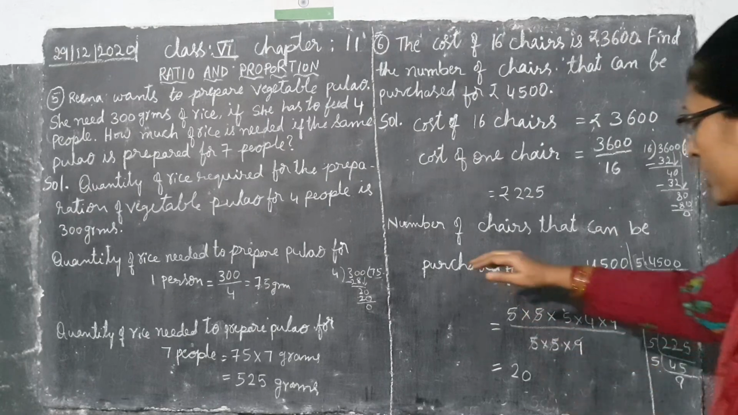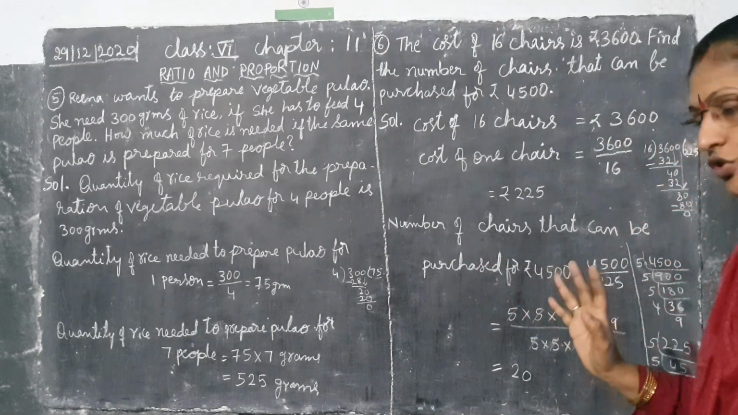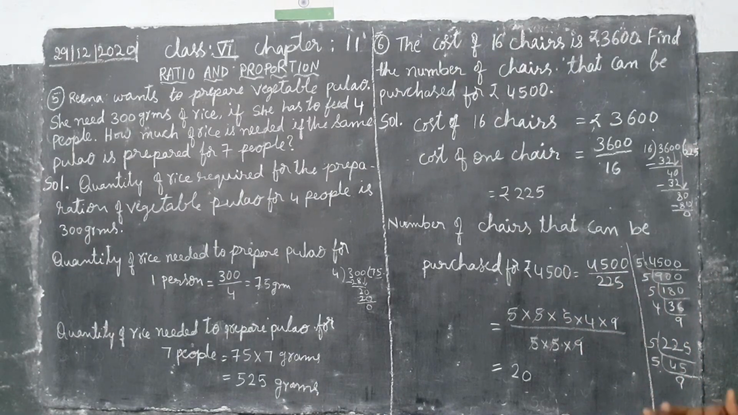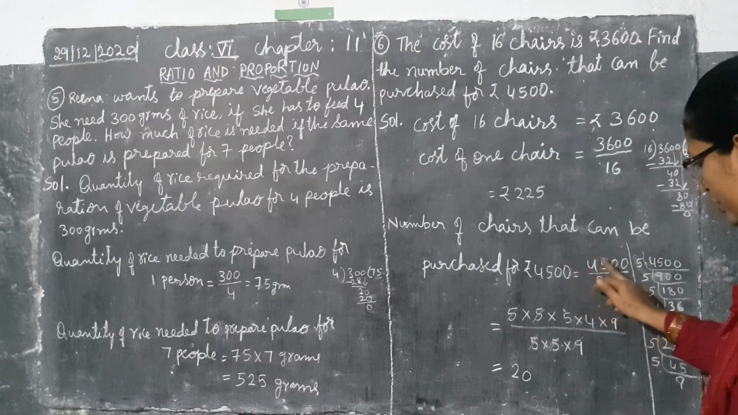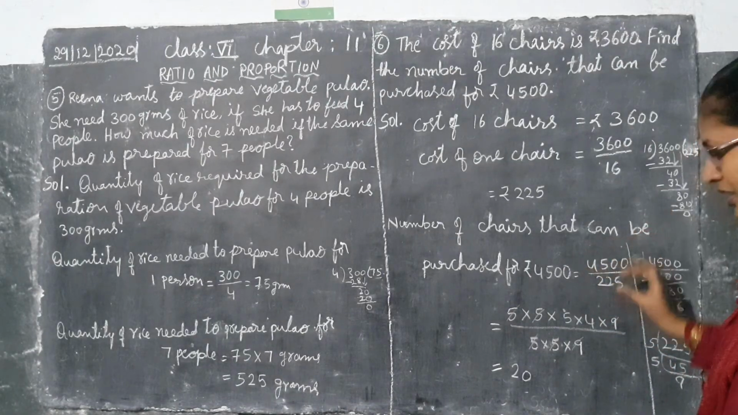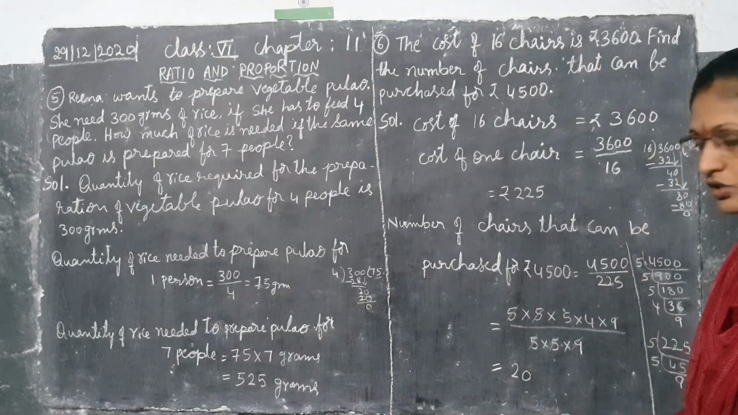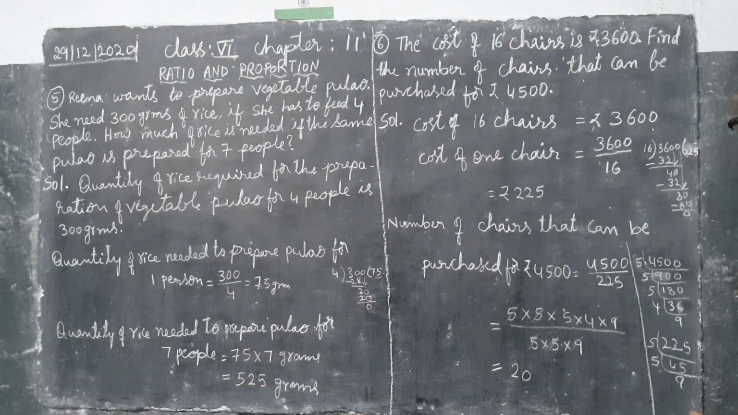Then the number of chairs that can be purchased for rupees how much? 4,500. We have to find this out. How many chairs can they buy? Then 4,500 divided by 225. These are long numbers, big numbers, no? That's why you are not getting the division, no? So you can do one more method also. LCM, you know LCM, no? That also I explained for you in previous classes.